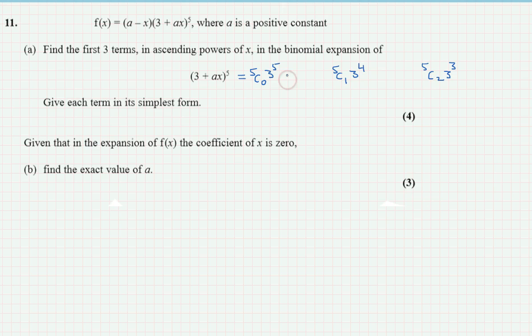Now ascending power of x: ax to the power 0, ax to the power 1, and ax to the power 2. So these are the first three terms in the ascending power.